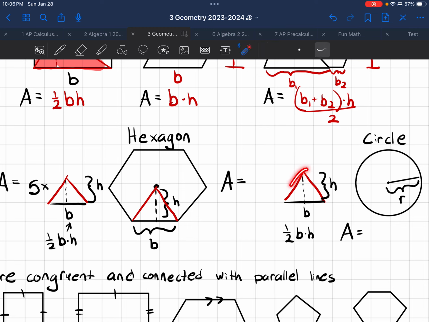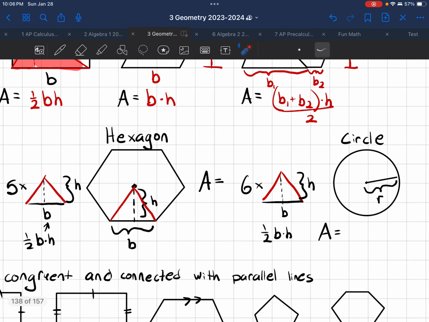And then how many of these triangles do we have? If we cut them all into pieces, we have 1, 2, 3, 4, 5, 6, which makes sense because hex means 6. So I just multiply 6 by the area of the triangle that I have. I can find the area of each of those triangles very easily.